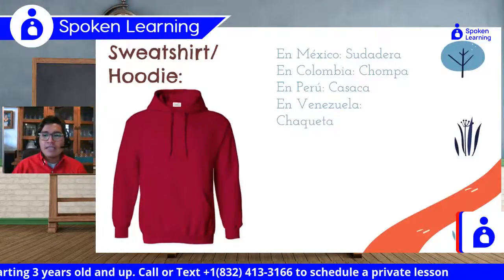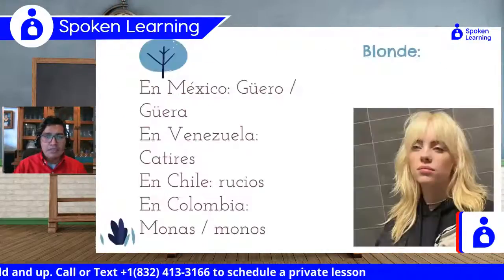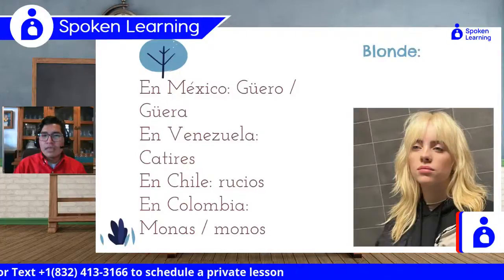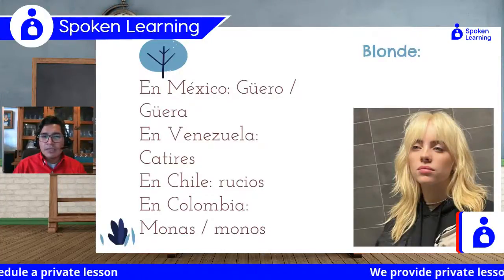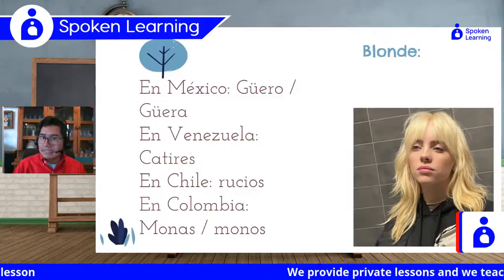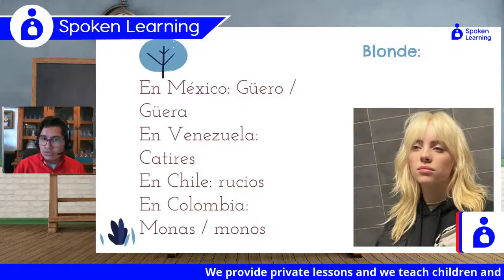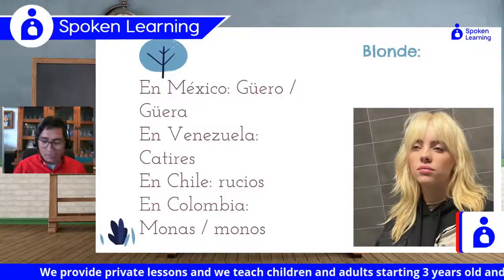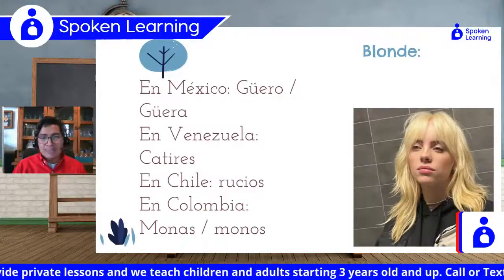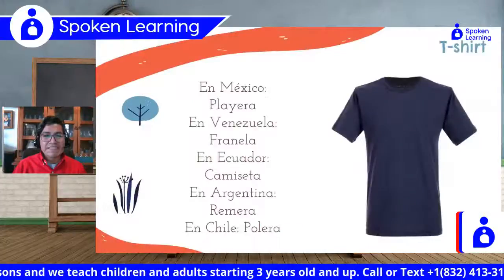La siguiente sería blonde, ¿sí? Blonde. Y en México les llamamos güero o güera. Pero también en Venezuela les llaman catires. Y en Chile les dicen los rucios. En Colombia son monos o monas. Okay, so that's the diversity going on.